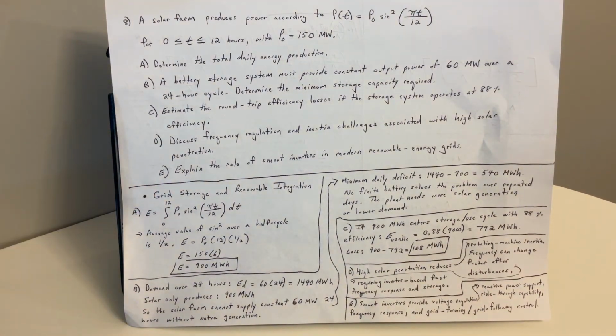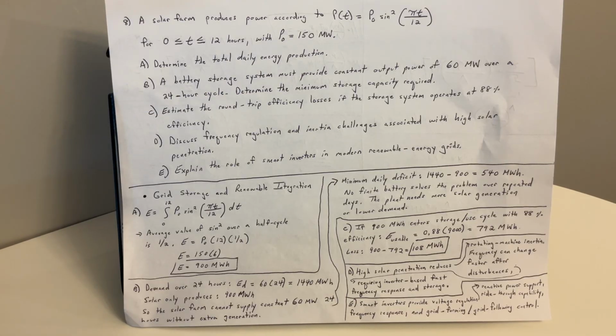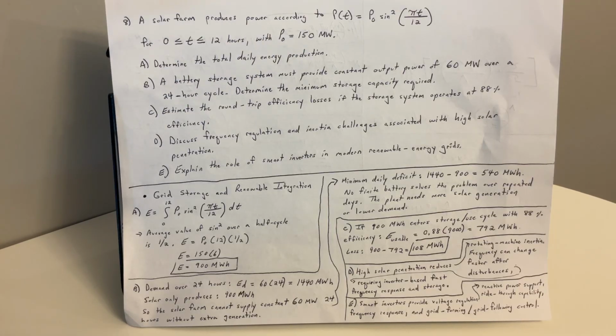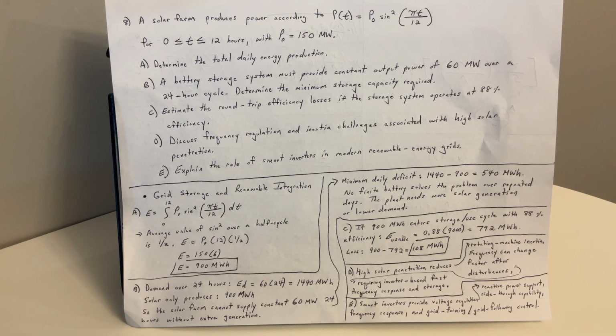Okay, so number 8, a solar farm produces power according to the function P of t equals P naught sine squared of pi t over 12 for 0 less than or equal to t less than or equal to 12 hours, with P naught equals 150 MW. Part A, determine the total daily energy production. So this is grid storage and renewable integration.